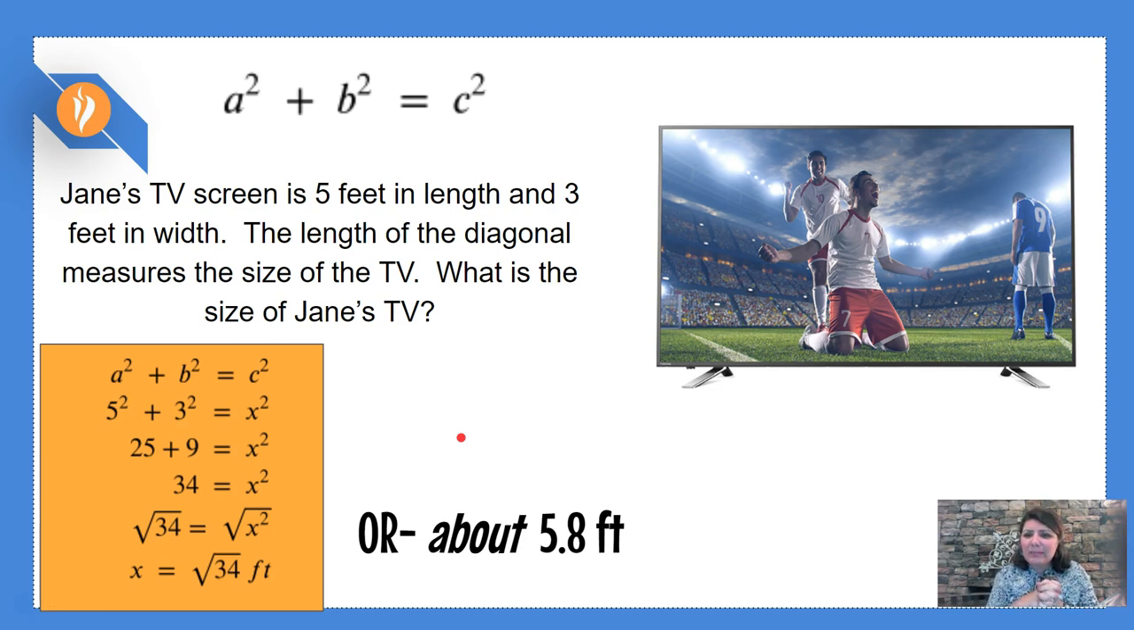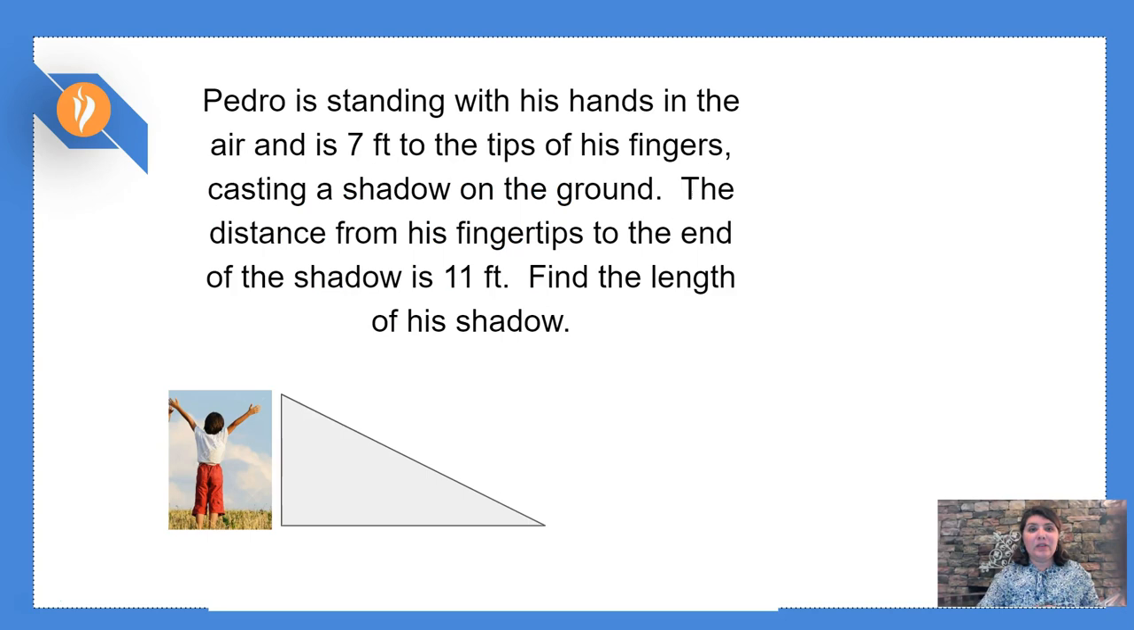But if we're talking about a real world example, how far is square root of 34? What does that even mean? Well, it's about 5.8 feet. So that is the answer to the size of Jane's TV. You would tell somebody it's a 5.8 foot TV. Okay, let's keep going.